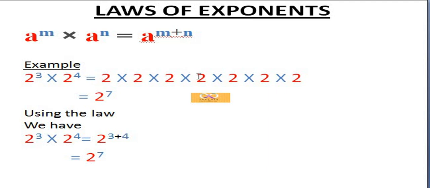Second is 4. So 1, 2, 3 and 4. So the answer that I will get is 2 is the base. I have written here how many times it is multiplied by itself: 1, 2, 3, 4, 5, 6 and 7 times. So 2 to the power 7.